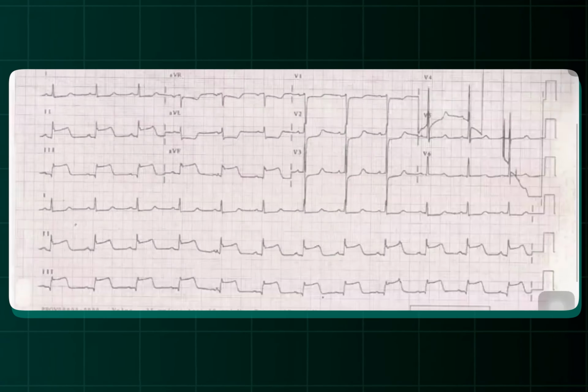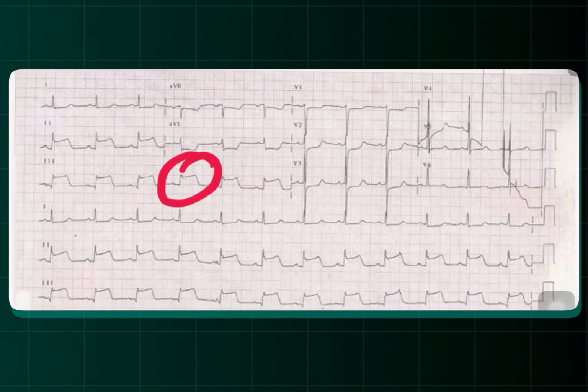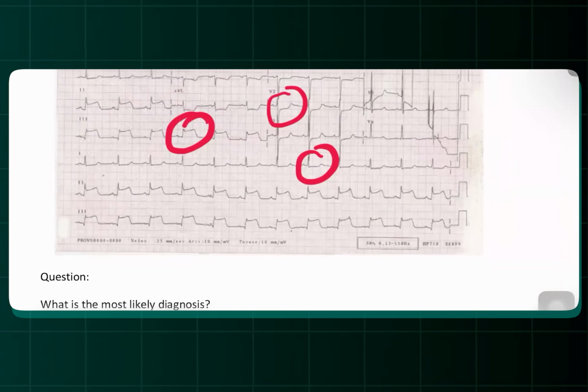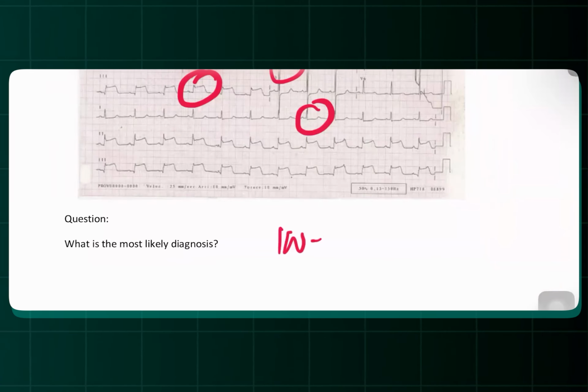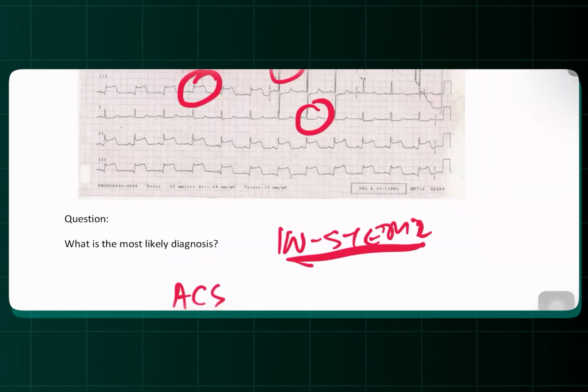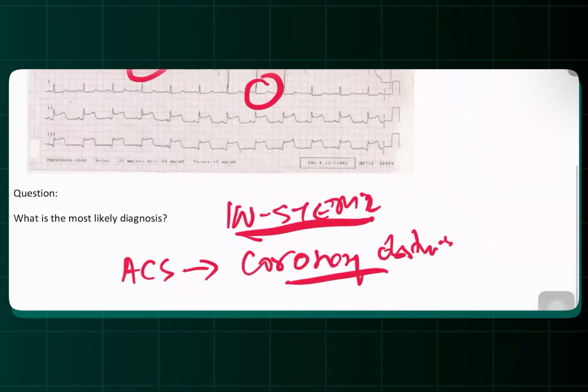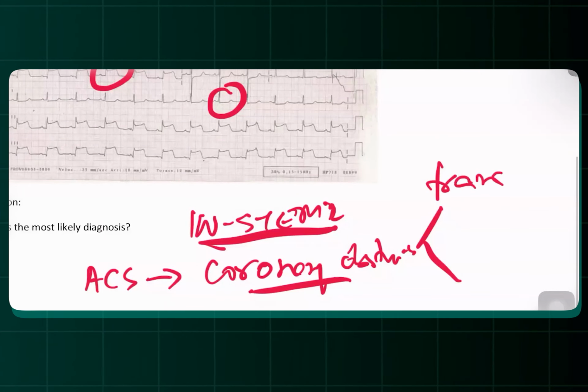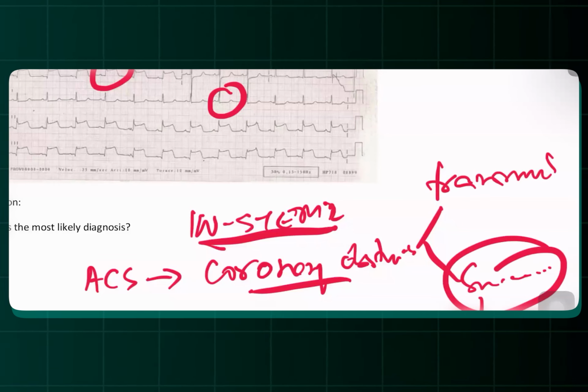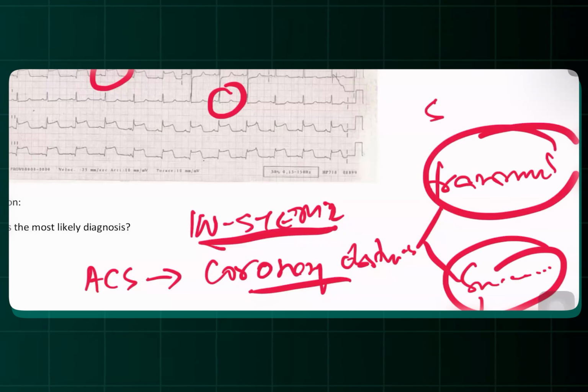So what we have here is, number one, ST elevations and ST depression, which are reciprocal changes. Fine. So we have arrived at the diagnosis of inferior wall STEMI, which is a type of ACS. ACS is basically a coronary obstruction that could lead to either transmural infarction or subendocardial infarction. Subendocardial infarction is non-STEMI; a complete total occlusion leading to a transmural infarction is STEMI.